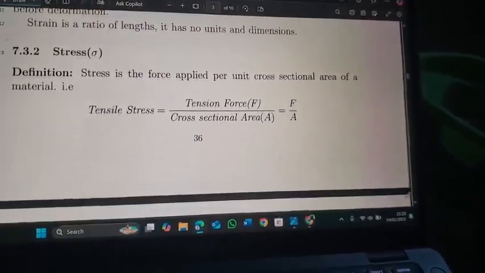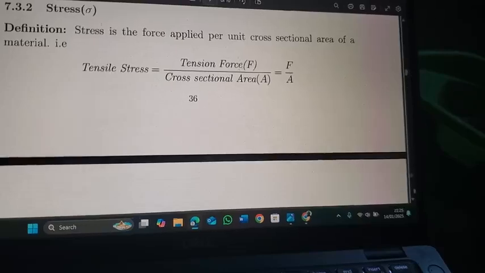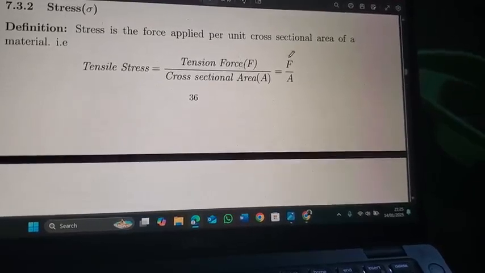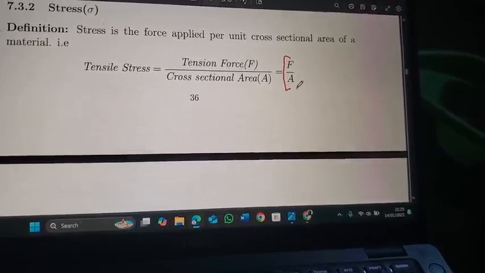The next one is stress. Stress is quite similar to another quantity. I don't know, do you see this?